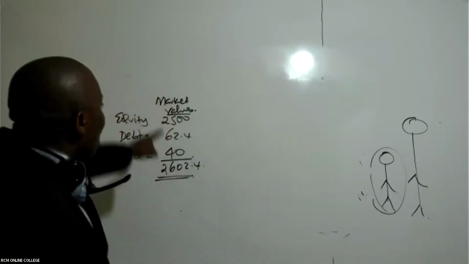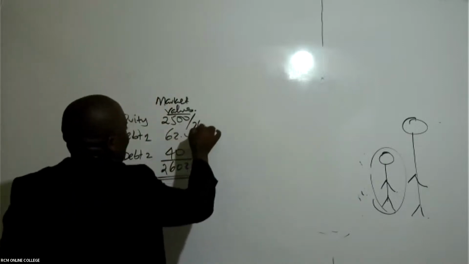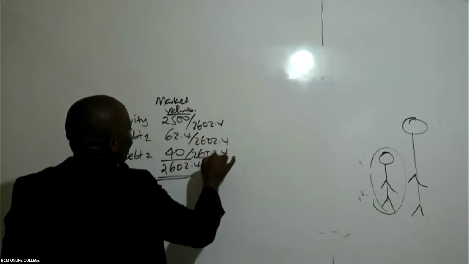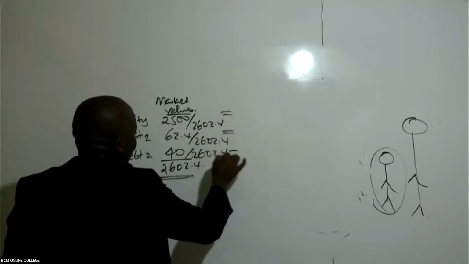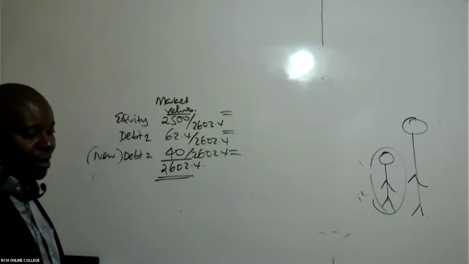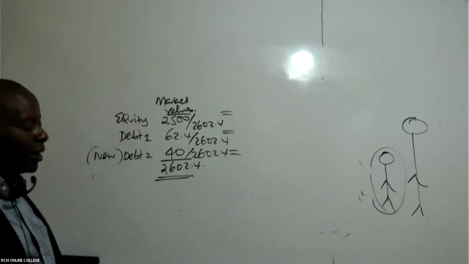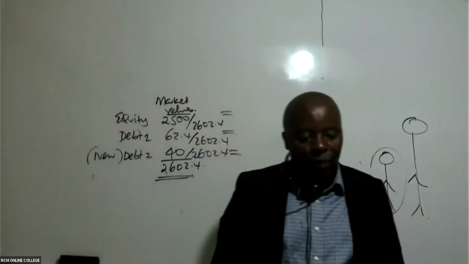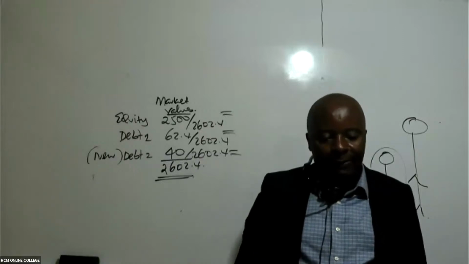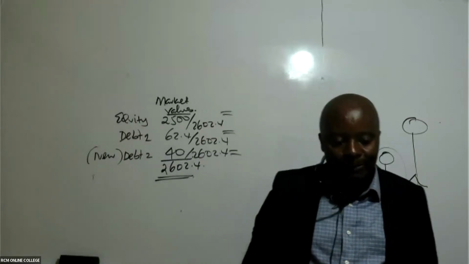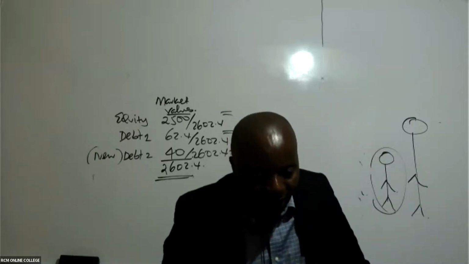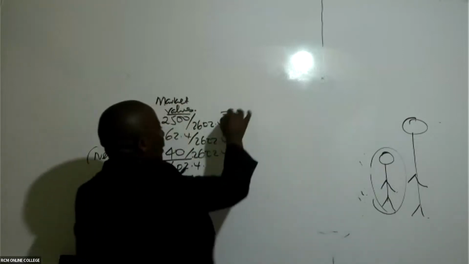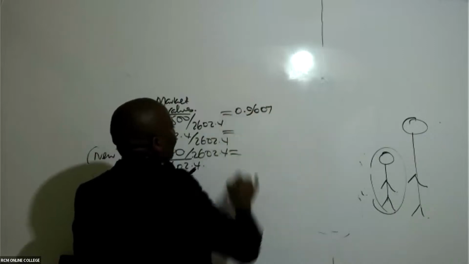So please go ahead and convert this to weights. Divide by 2602.4. Is there someone who can give me these weights in 4 decimal places? I expect this from all of you, 4 decimal places. Well, it's only Catherine who is giving me answers now. I don't know why. 0.9607, the first one is 0.9607.